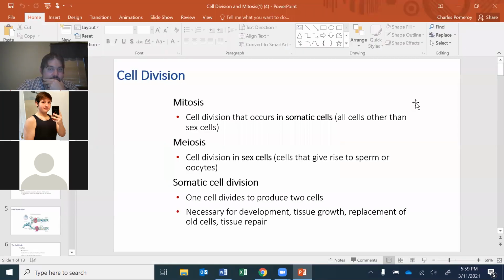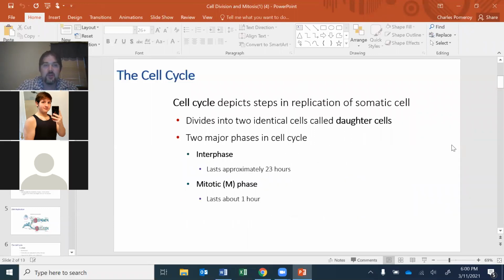So it says mitosis is cell division that occurs in somatic cells. Meiosis, which is another form of cell division, is the cell division that produces sperm and egg. That's covered next semester when you get to the reproductive system. So we're talking about the most common form of cell division that happens all the time in your body, mitosis. One cell is going to divide and produce two, and it's necessary for development, tissue growth, replacement of old or dead cells, and tissue repair.